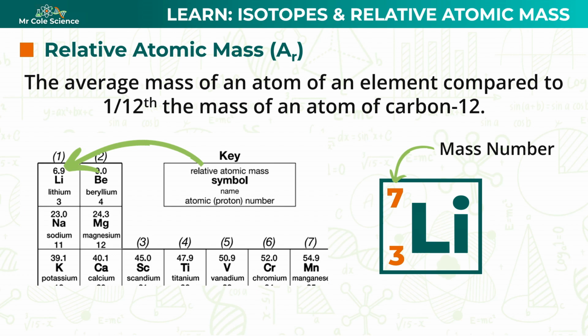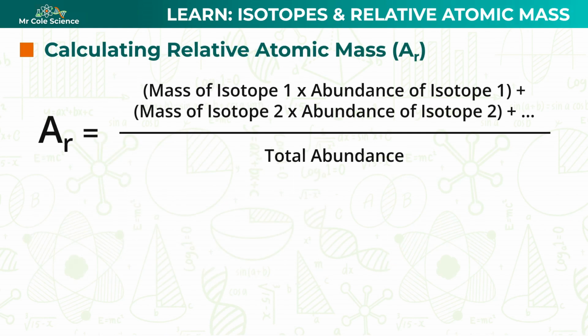So if relative atomic mass takes into account all the isotopes of an element, how do we actually calculate it? Well, we use both the mass of each isotope and how common each one is, its relative abundance. The idea is simple. We multiply the mass of each isotope by its own relative abundance and add those values together, and then divide that total by the total abundance. That gives us the weighted average mass of all of the atoms of that element.